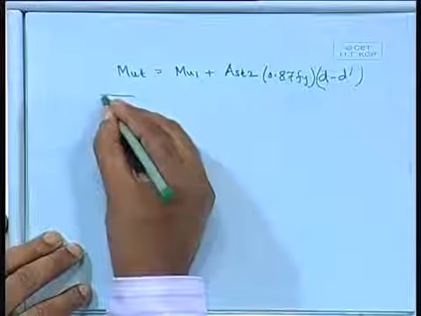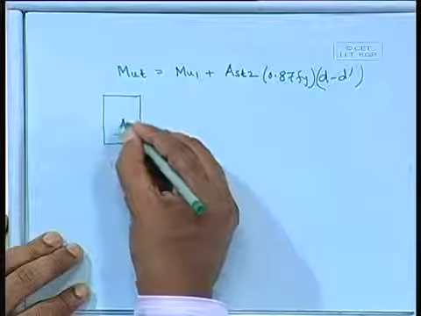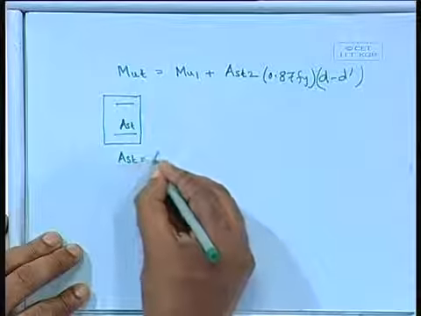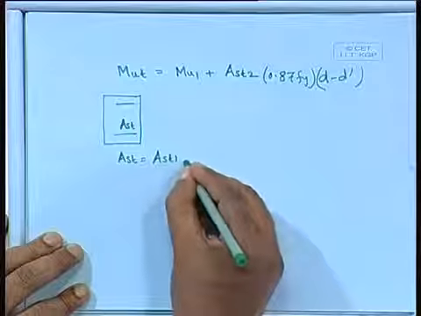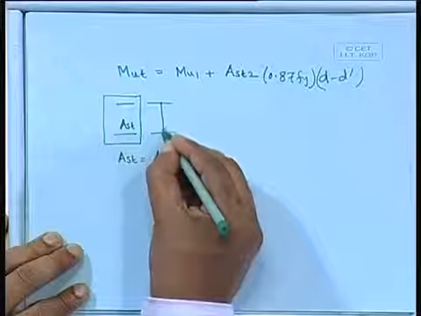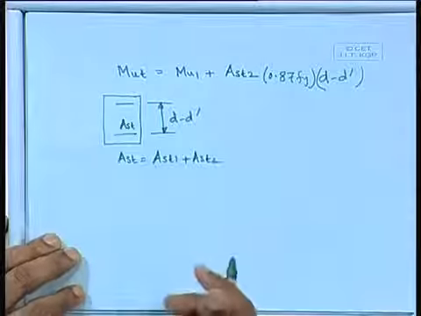We are taking the same principle. AST equal to AST1 plus AST2, and the lever arms are different, so d minus d dash. So we know MUC and we know MUT. Out of them, which one is the minimum one? That one will be your moment of resistance of that doubly reinforced section, and this is called analysis of doubly reinforced section.